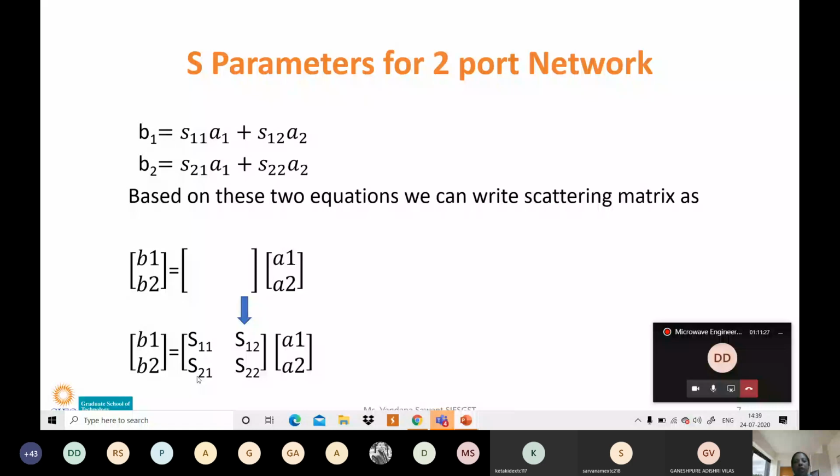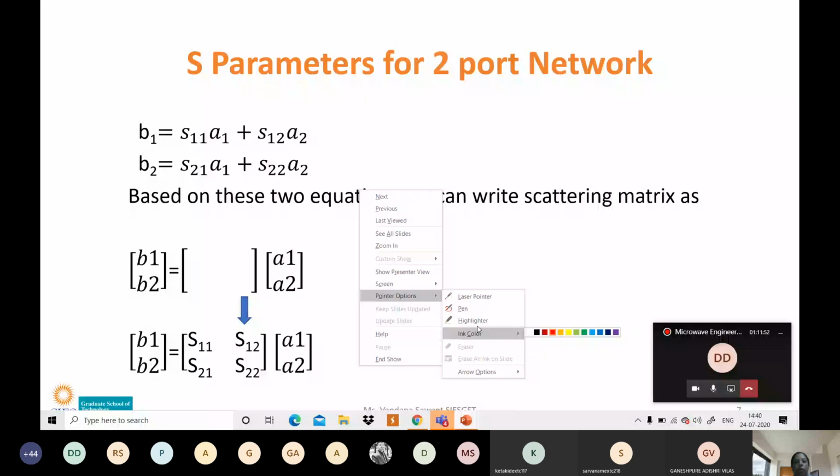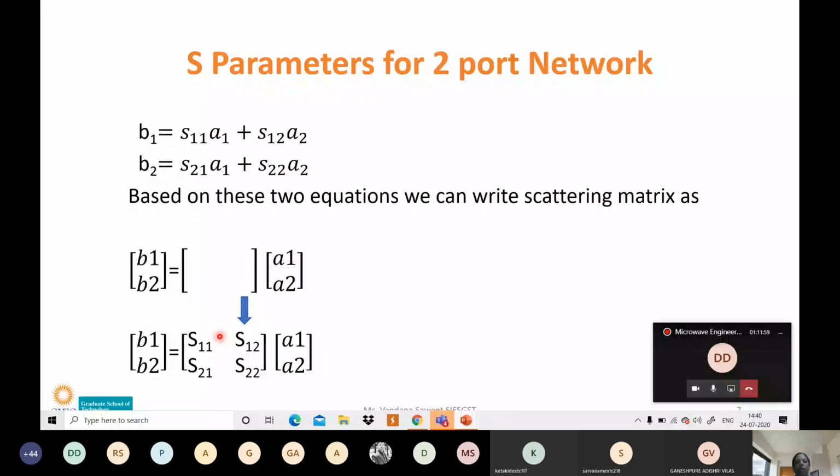This is an input matrix. A1, A2 is an input matrix, and S11, S12, S21, and S22 will be the S parameter matrix, right? So like this I can write an S parameter matrix. This is the input parameter matrix, and this is the output parameter matrix B1, B2, and A1, A2 are the input parameter matrix. Okay. All of you got it?